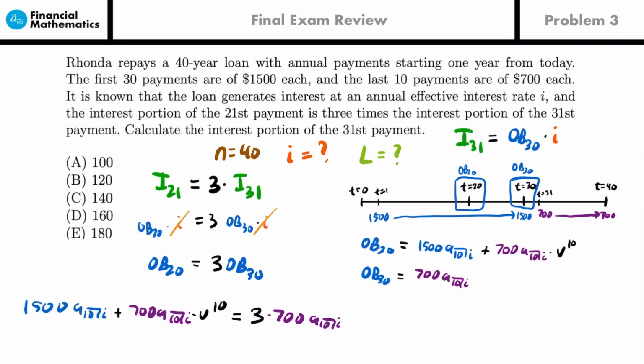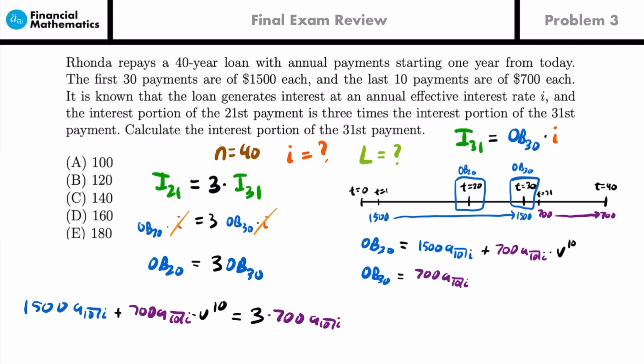Okay, so now remember what we're trying to do here. We want to solve for the interest rate so that we can then use it to help us find the actual interest portion in the 31st payment. And we'll also need that interest rate to calculate OB30. Okay, so let's see if we can do that here. There should be some way for us to isolate I.